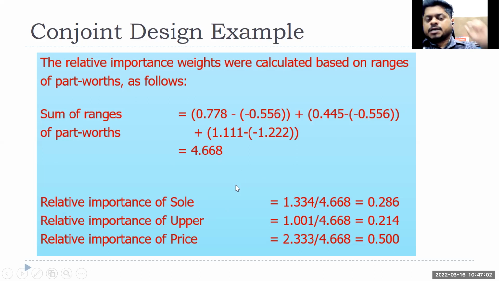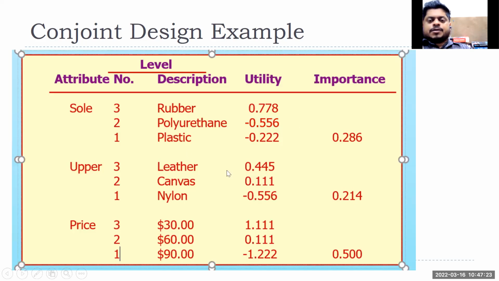If somebody asks which of these three attributes is the most important in a customer's choice of a shoe, price came out to be the most important attribute, followed by the bottom part of the shoe, the sole, and the upper part of the shoe is the least important among the three attributes. So this is what they have calculated. Same thing we showed in the Excel, the importance score.